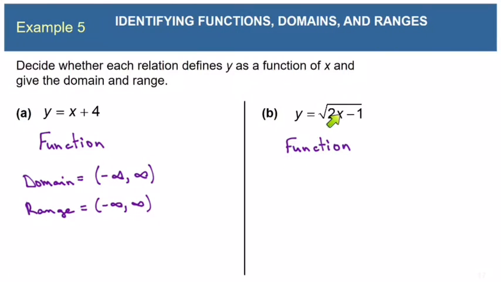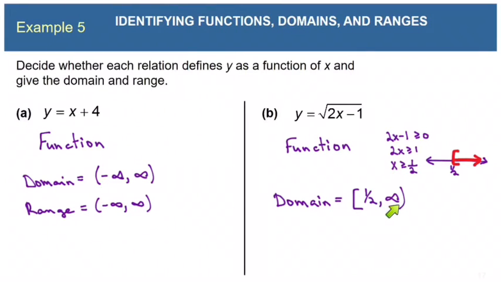And now let's talk about domain. We know for radical functions, we need to make sure that what's under the radical never becomes negative. In other words, what's under the radical needs to be greater than or equal to 0. So I'll always just take this expression under the radical and write after it greater than or equal to 0. When we solve this, we'll add 1 to both sides and divide both sides by 2, and we find out that x needs to be greater than or equal to 1/2 in order for us to be able to get a number out for y. So the domain is bracket 1/2 to infinity.